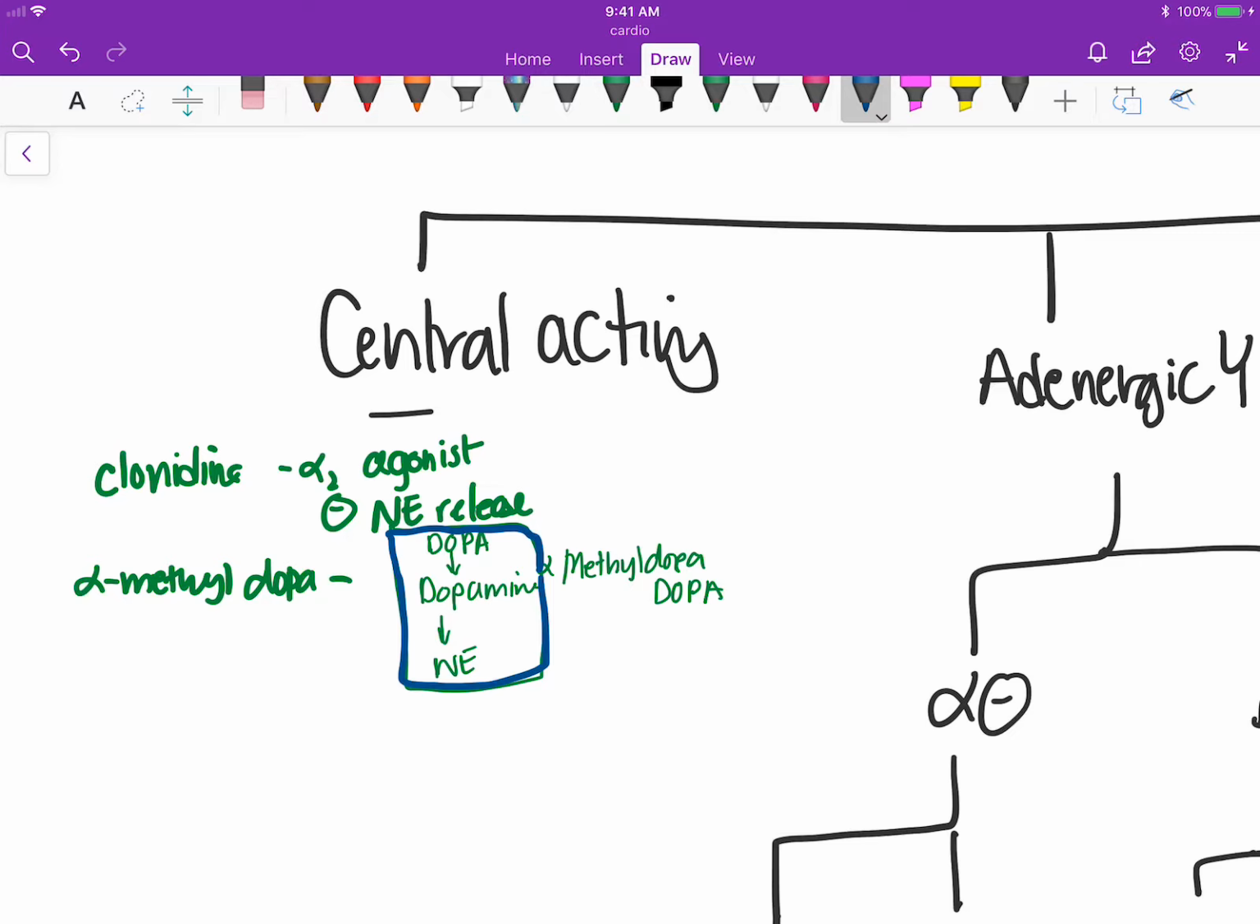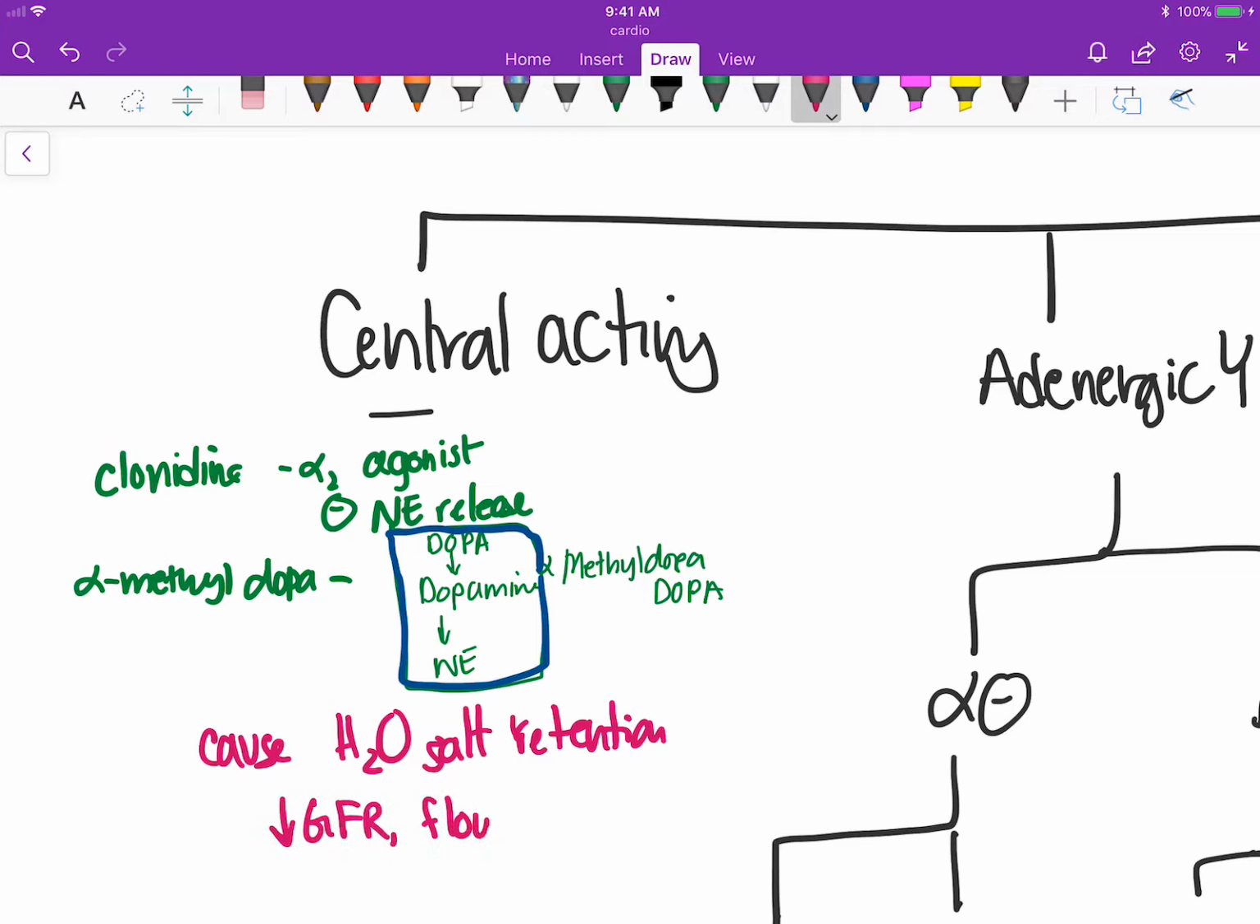They all keep the water in. All of the central acting drugs, remember, cause water and salt retention, because the kidney GFR is less, so the fluid passing through is less, so there is more time to reabsorb.